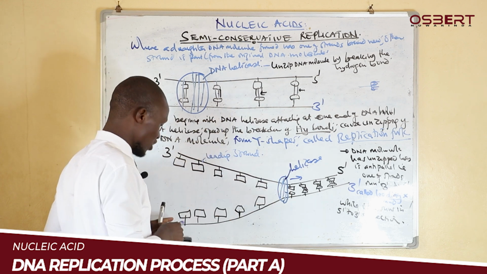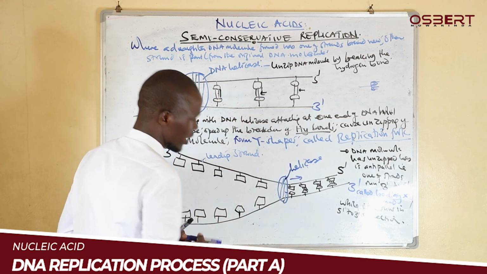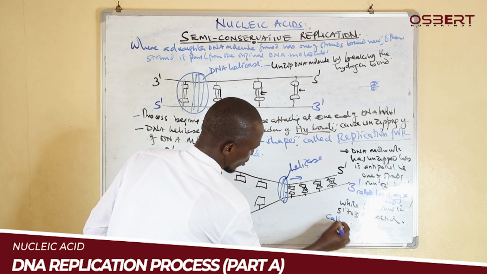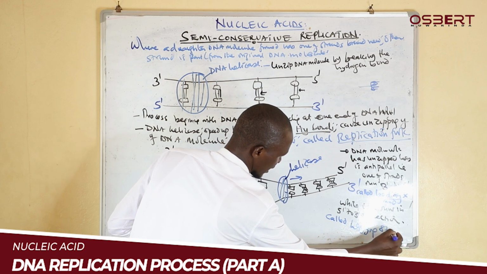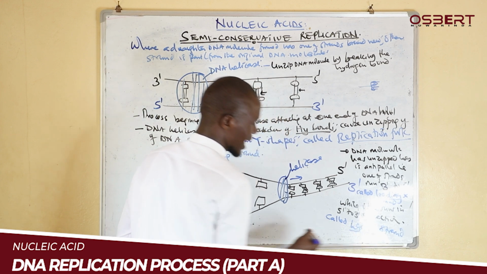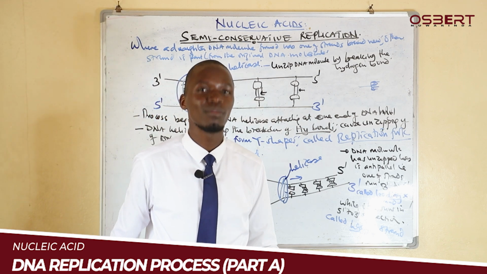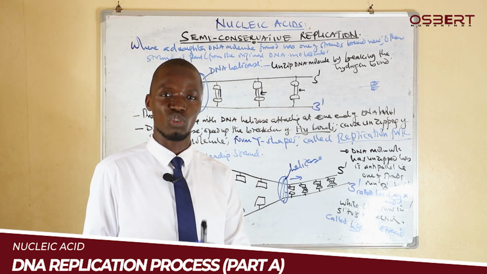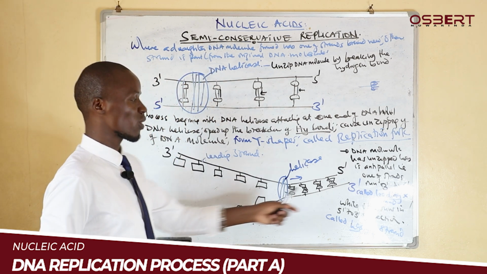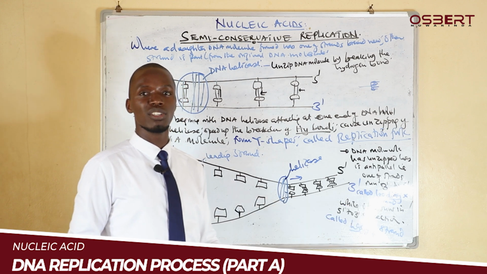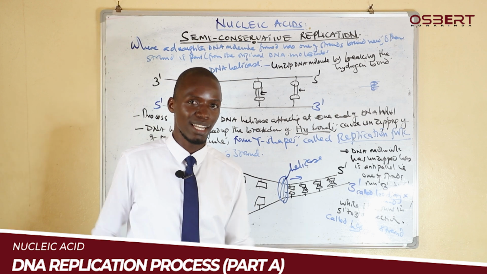The strand which is moving in a 5 prime to 3 prime direction is called the lagging strand. Do you know the meaning of the word lagging? When something is lagging, it means it is coming after the other. When something is leading, it means it is going ahead of the other. So one of the strands is done first, and another one comes later.